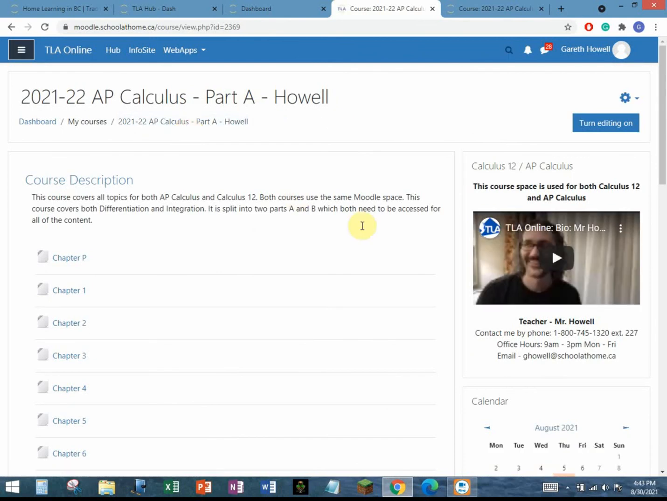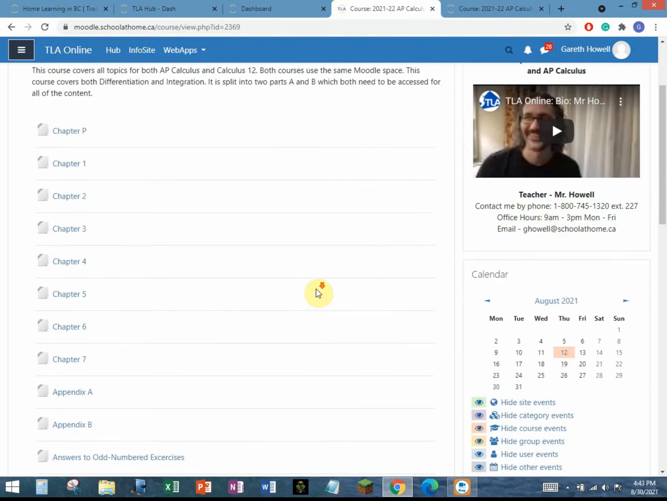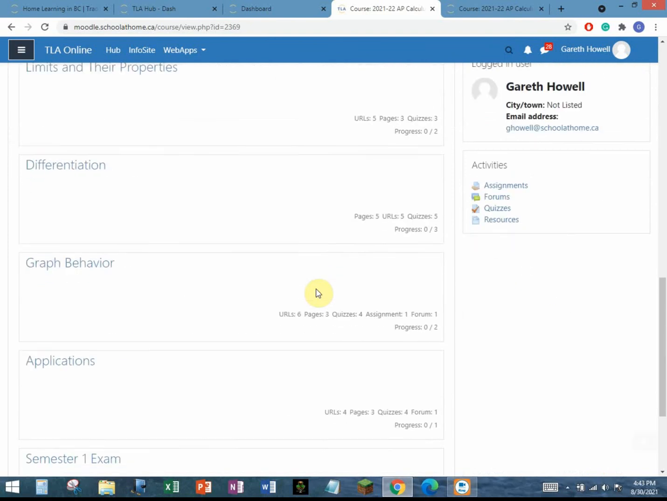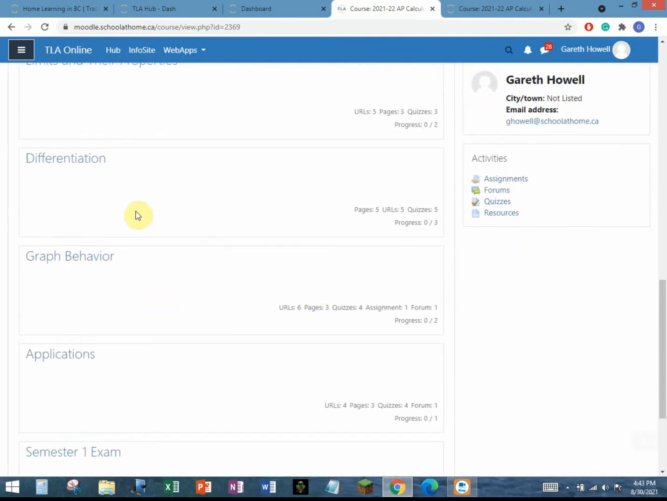So every unit, again, is set up the same way. There are two parts of this course, of course. The only difference is there's the graph behavior. There's one project in that course, one lab that requires you to do a little more work, but it's outlined in that section, so it's not too bad.